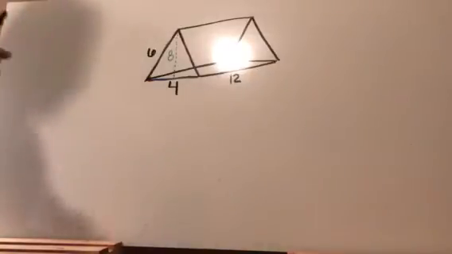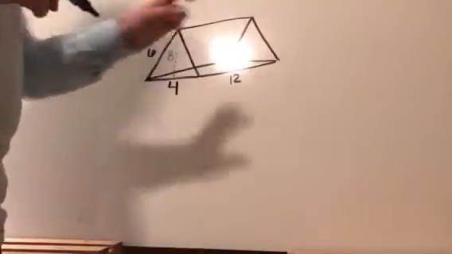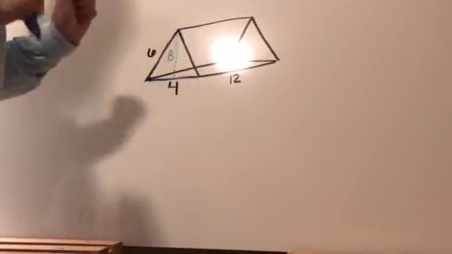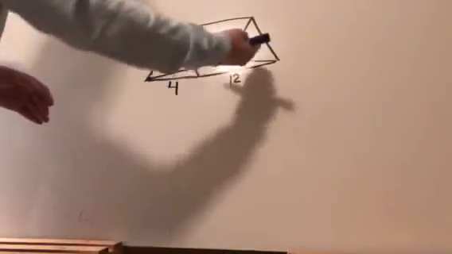Alright, so here we have a triangular prism. Your triangular prism has two triangles, which are considered your bases, and it has three rectangles: the front slant, the back slant, and then the bottom.